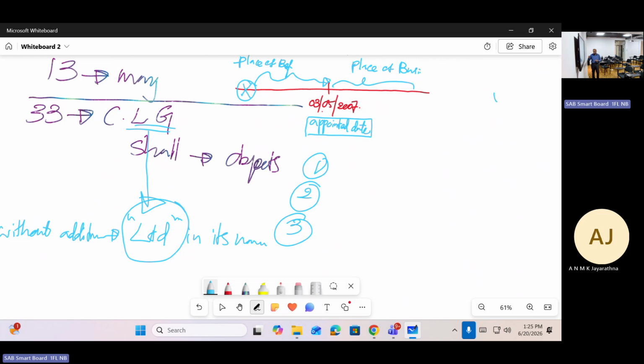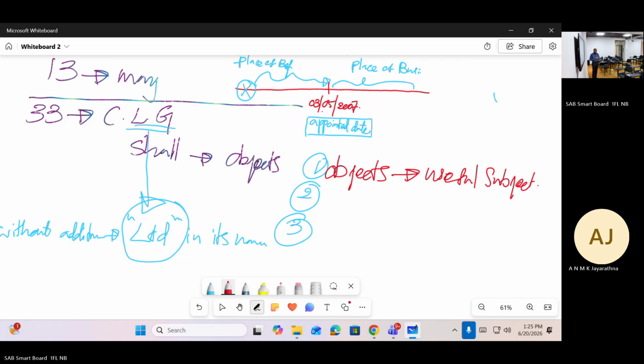The first one is the object of the company is a useful subject to the community. First, we have to consider the objects of the company. Objects are useful subjects to the community, like promoting science, art, religion, charity. First, we consider the objects. What is the object of the company? Whether it is a useful subject to the community or not.